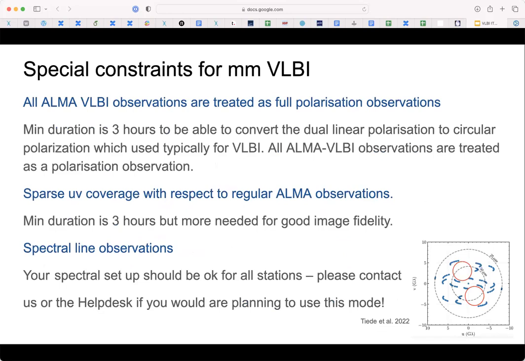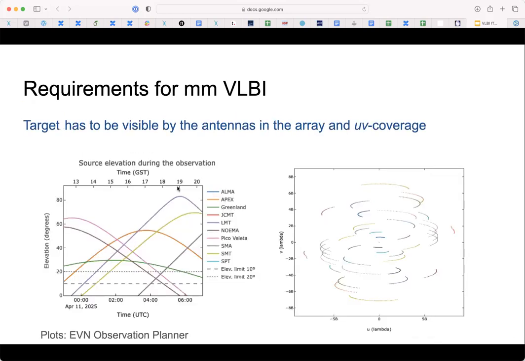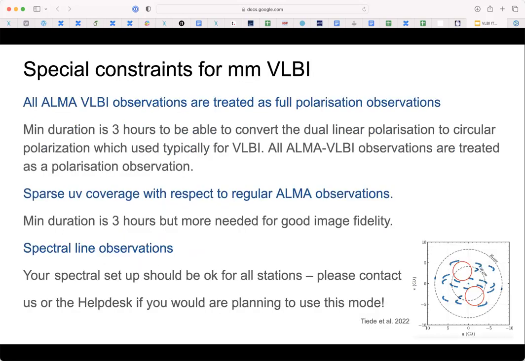There are more special constraints that I'd like to mention so you're aware of them. For example, all VLBI observations with ALMA are treated as full polarization. That means that all observe for a minimum of 3 hours, but this is really a minimum. Usually for VLBI, you want to observe at least 6 hours, the full track the source is up, so you cover enough UV coverage, but also make sure you have enough sensitivity. So 3 hours is the minimum, but usually you do at least 1 or 2 tracks. Your UV coverage is sparse, I already mentioned this. It's good to go for longer for good image fidelity.